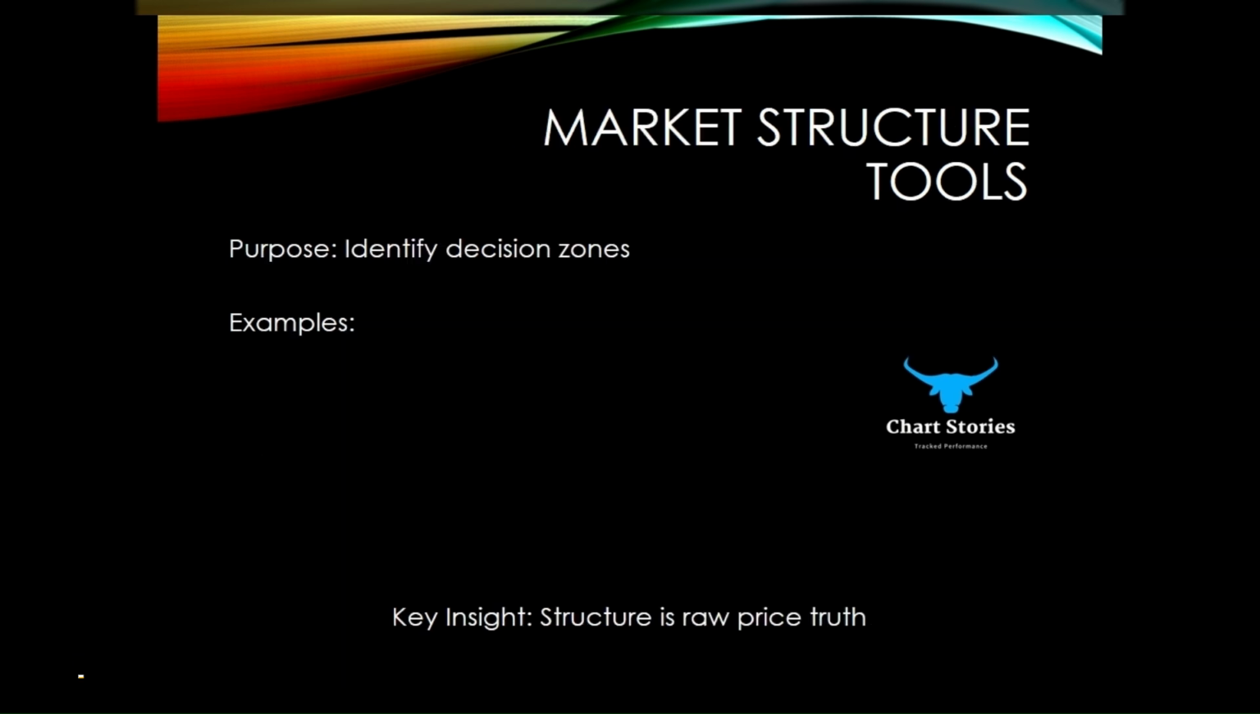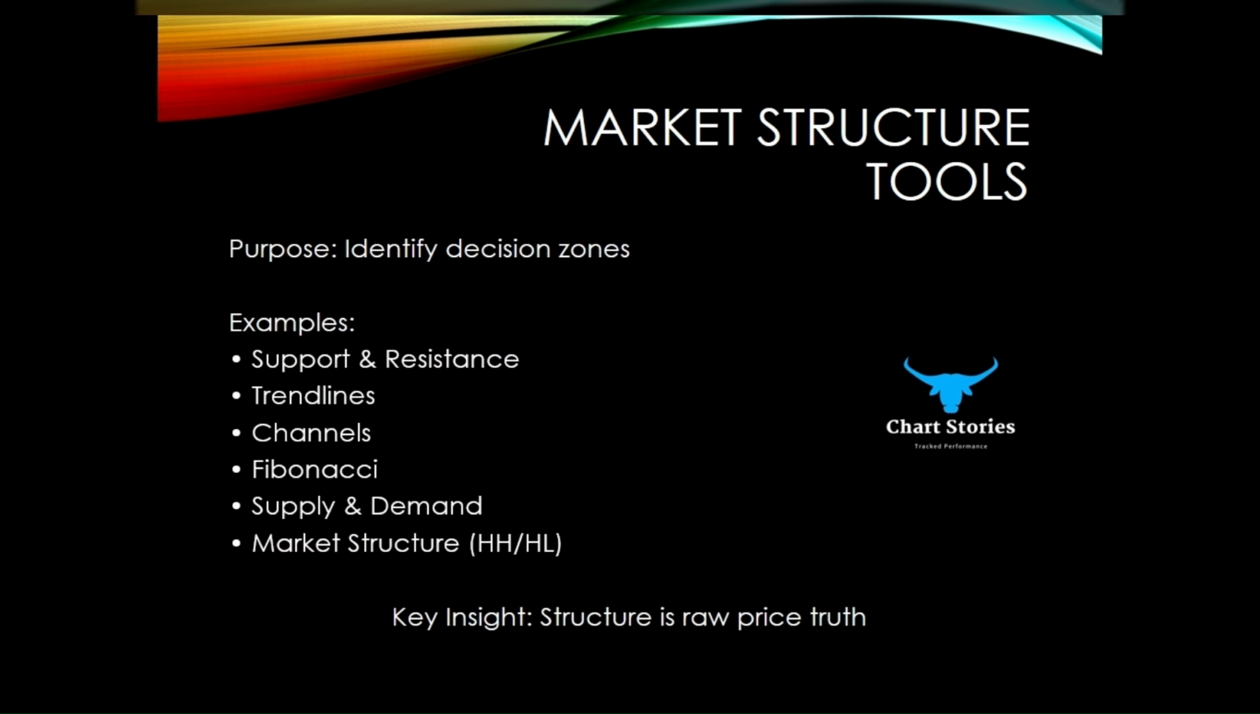Finally, the fifth category, which is market structure. This is raw price behavior: support and resistance, trend lines, whether they are diagonal or horizontal, channels, Fibonacci retracements or extensions, supply and demand zones, simple market structures of higher high, higher low. Everything else is derived from this. Structure leads, indicators follow.